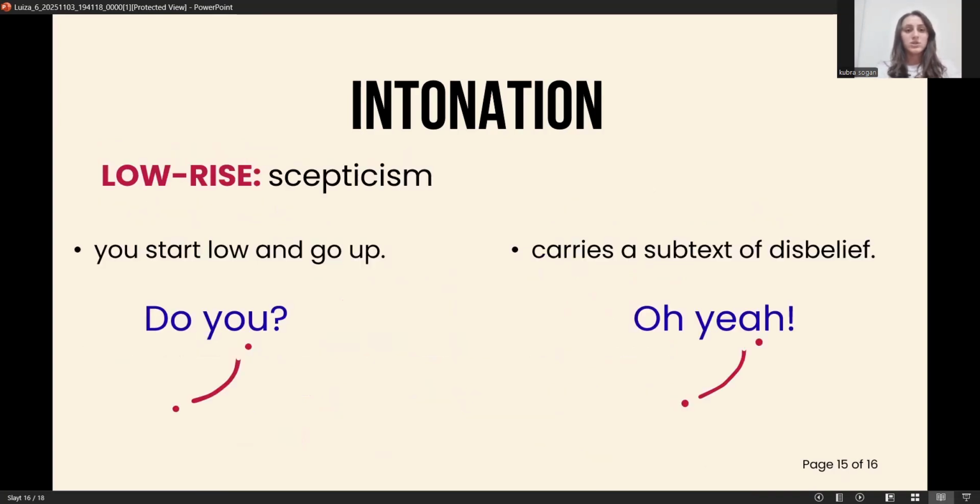Low rise intonation. It's skepticism. You start low and go up, as in, "Do you?" And it carries a subtext of disbelief, as in, "Oh yeah?"